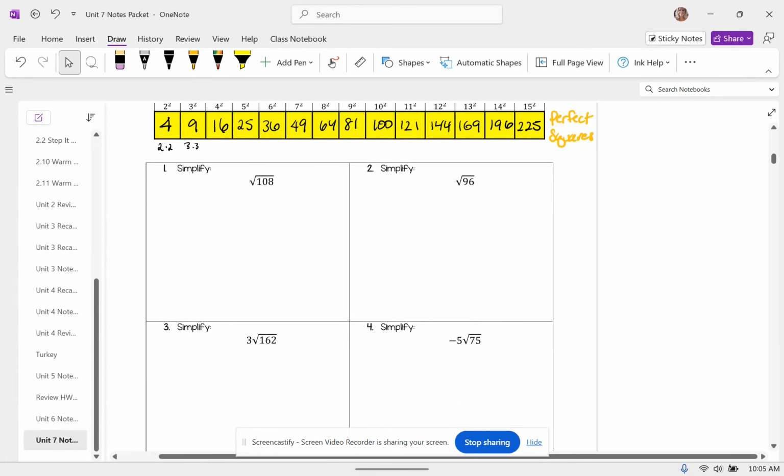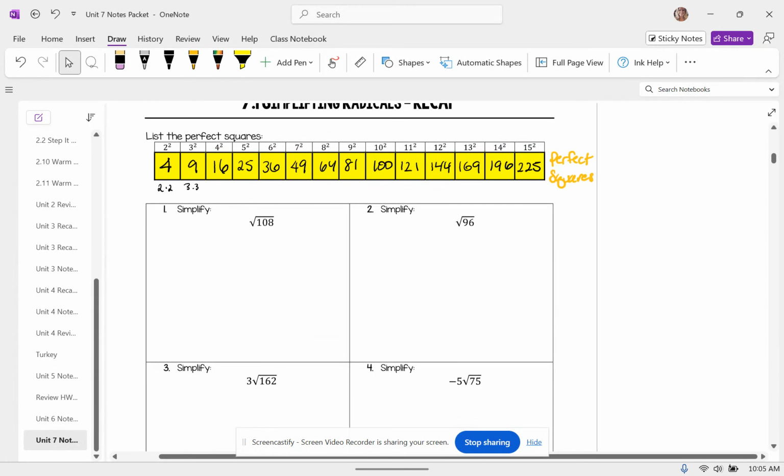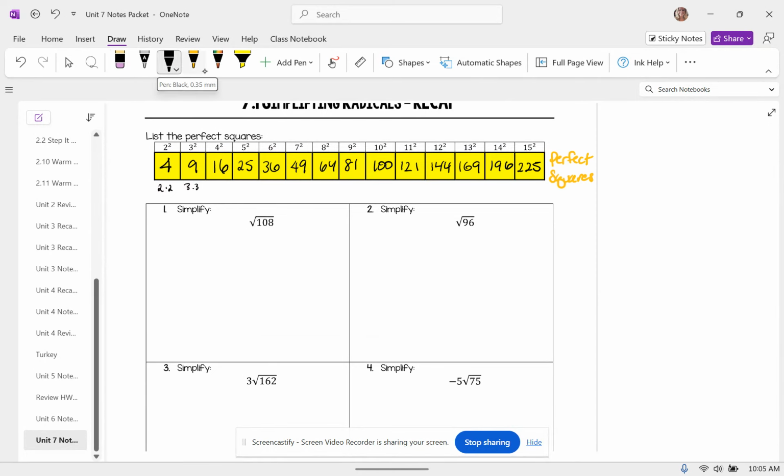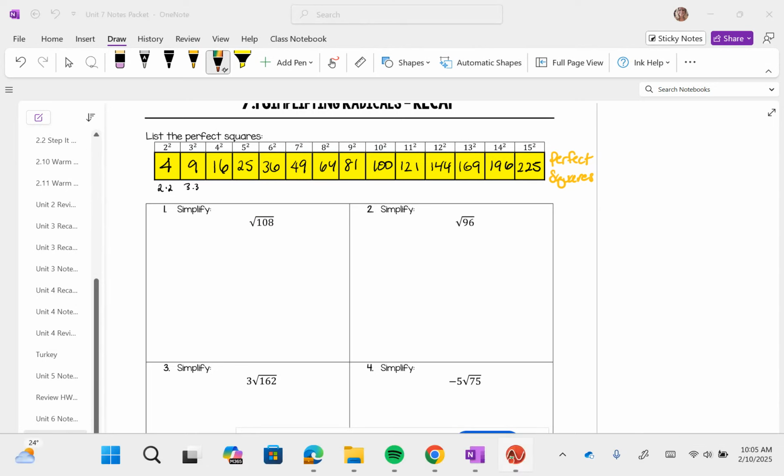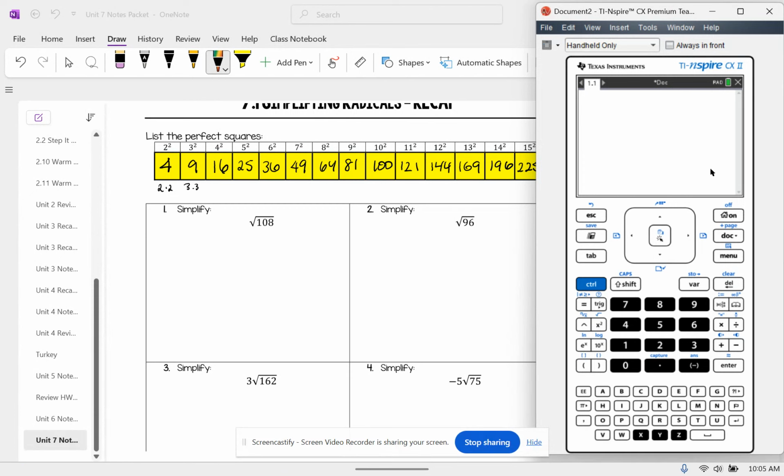So when we look at this page, question number 1, it says simplify. When I simplify a radical, this little piece is called a radical, right? What I'm looking for is if any of these perfect squares listed up here is a factor of the number under the radical. In this case, we're trying to find if there's any perfect squares that are factors of 108. Instead of just looking for any old perfect square, you're trying to find the largest perfect square that's a factor of 108.